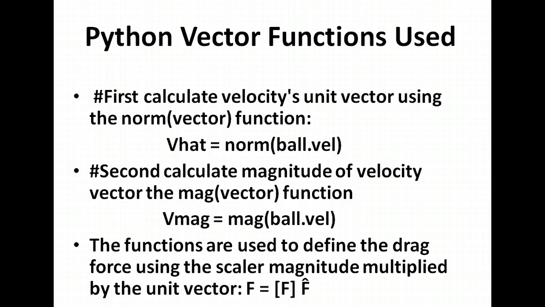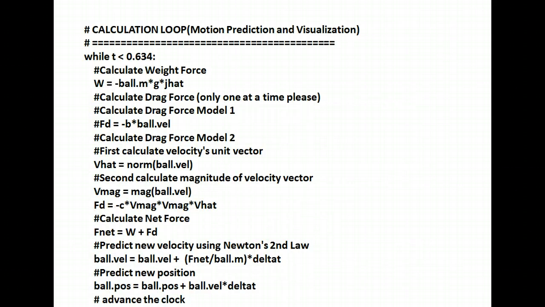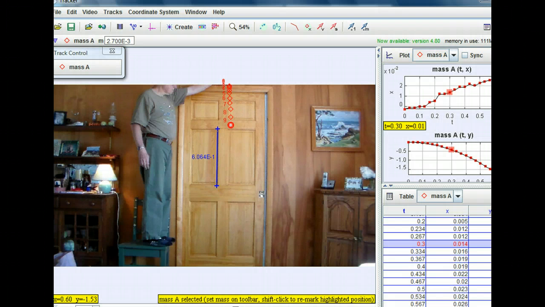Use 2 vector functions from Python, norm(ball velocity) and mag(ball velocity), to return the unit vector and the magnitude of a vector. The calculation loop is shown here. I have both models in the loop. One is turned off with the hashtags, the other one is on. Here is a screenshot of Tracker taking the data of the falling ping pong ball. You see the graphs and the data.